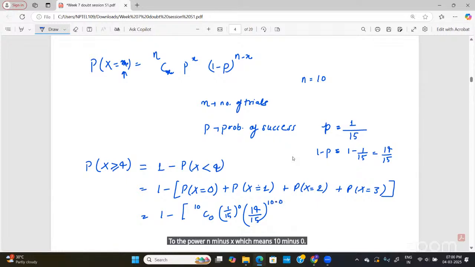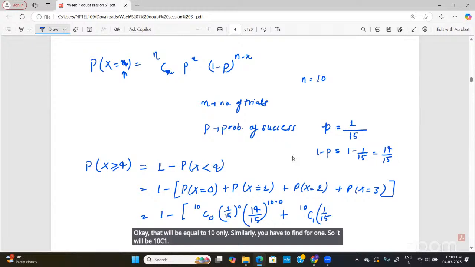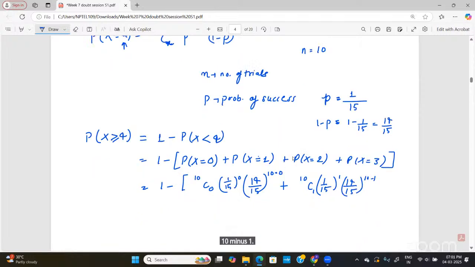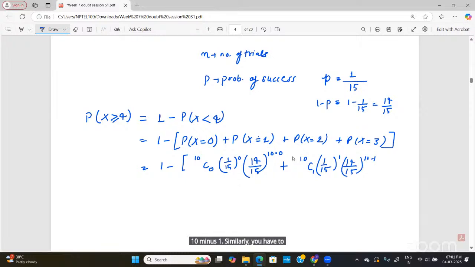That will be equal to 10 only. Similarly, you have to find it for 1. So it will be 10C1, 1 by 15 to the power 1 and 14 divided by 15 to the power 10 minus 1. Similarly, you have to find it for 2 and 3 also.